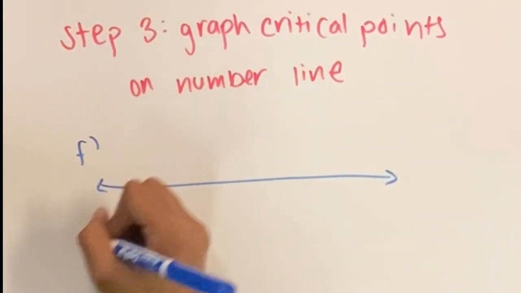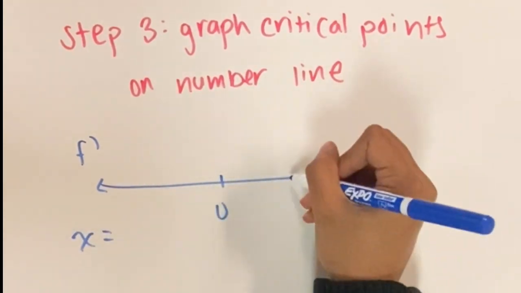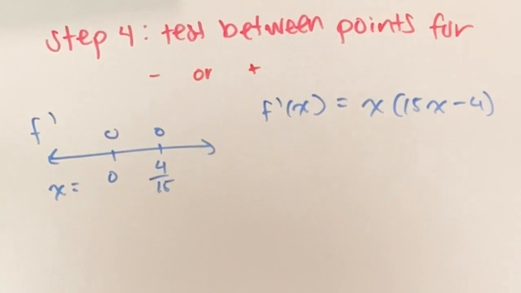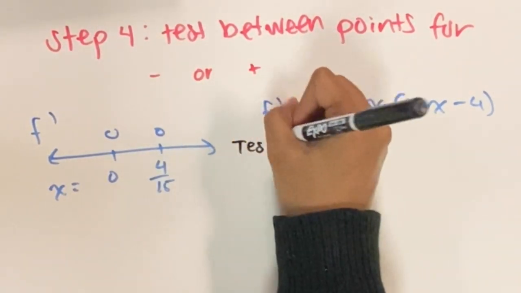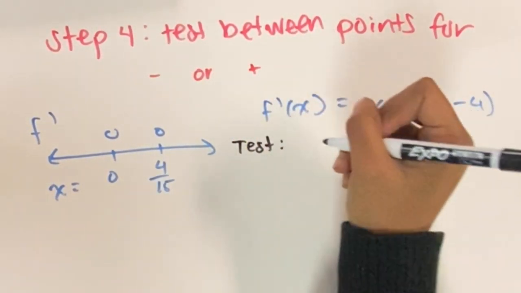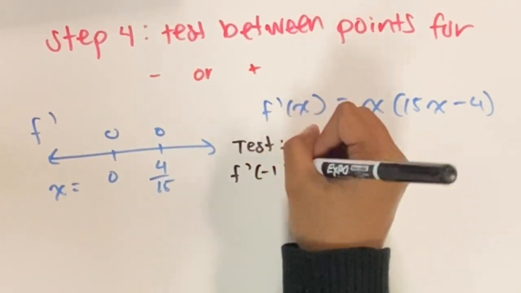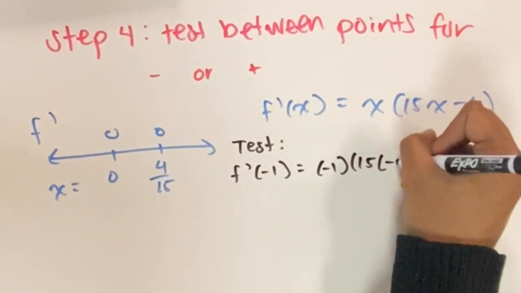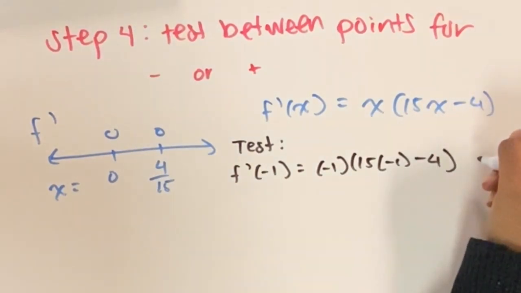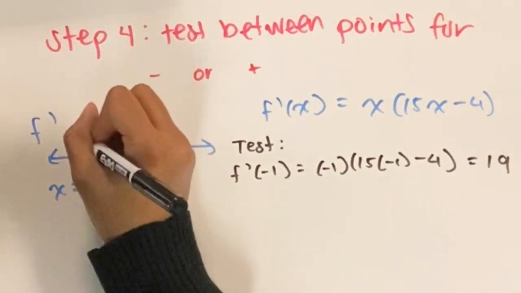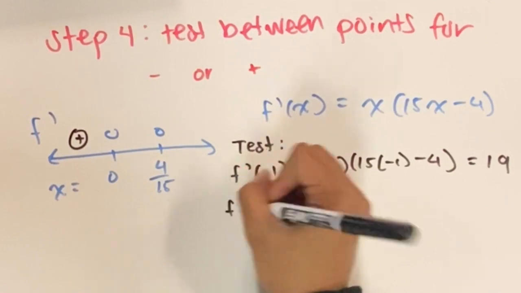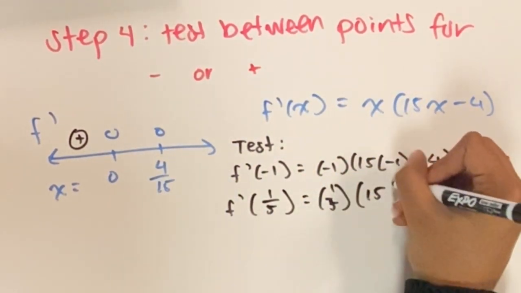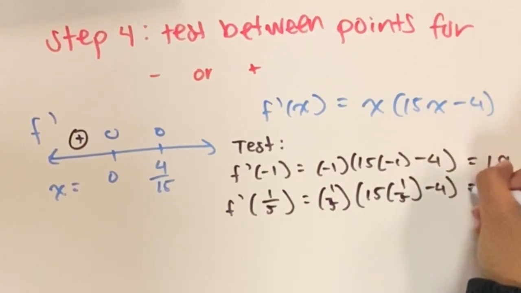We can now make a number line labeling the critical points. To test for intervals where f prime is positive or negative, we can now plug in a number on either side of the critical points. To do this, we will use x equals -1, x equals 1/5, and x equals 2. When substituted in, f prime of -1 equals 19. Because 19 is a positive number, we will write a positive sign above this place on the number line.